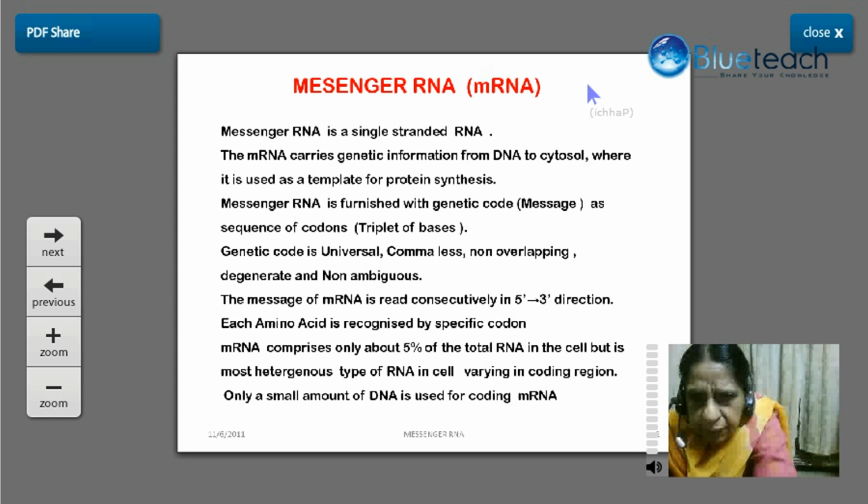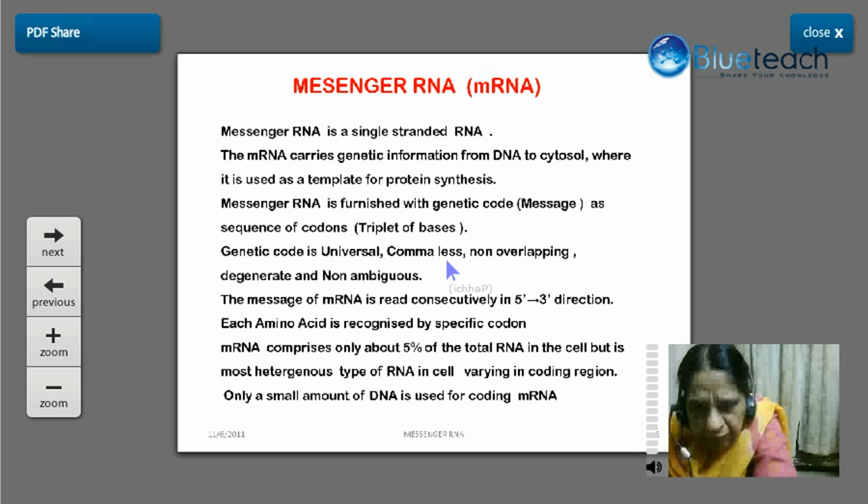Today I would like to share some information about messenger RNA. Messenger RNA is a single stranded RNA. The messenger RNA carries genetic information from DNA to the cytosol, where it is used as a template for protein synthesis. Messenger RNA is furnished with genetic code, a sequence of codons.